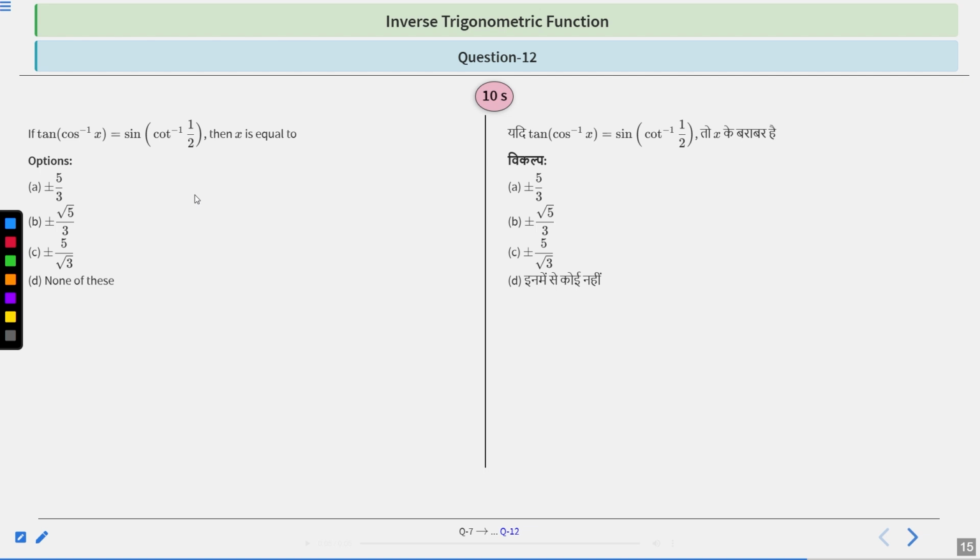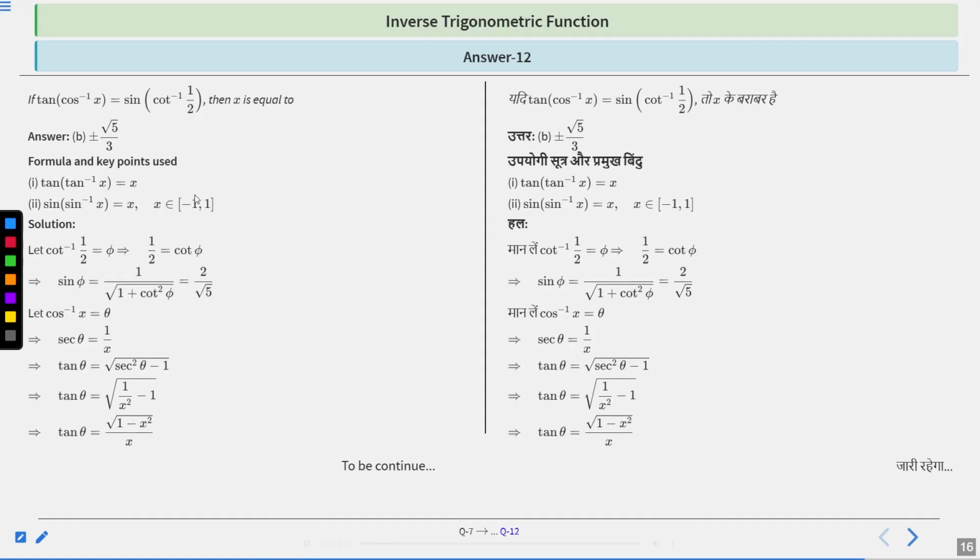In this way you can try to approach this question. You have 10 seconds to solve or think about this question. After 10 seconds we will discuss the solution. Okay, let's move to the solution part. The formula and key points we will use are, first, tan of tan inverse x is equal to x. Second is sine of sine inverse x is equal to x when x is between minus 1 and 1.